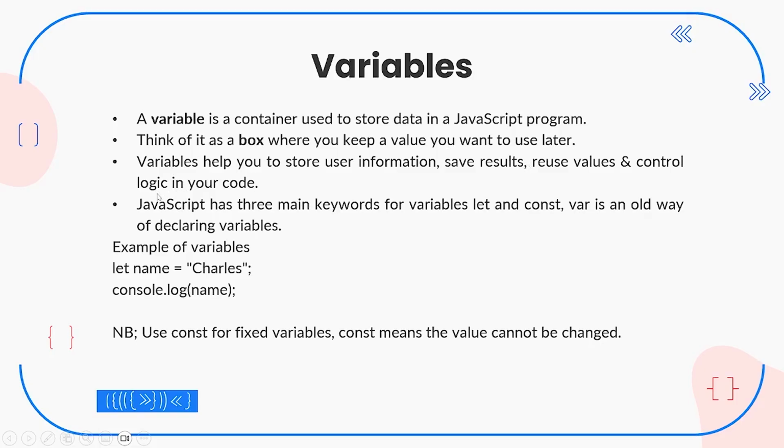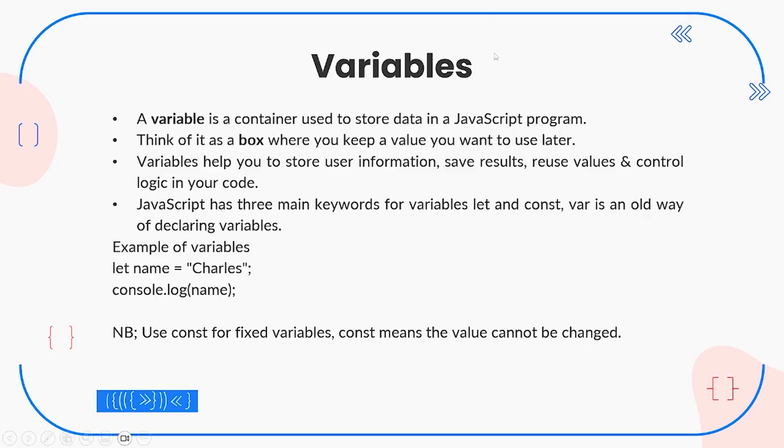Yeah. So JavaScript has three main keywords for variables. If you want to define a variable, unlike PHP where you have to start with a dollar sign, with JavaScript there are main keywords that you are supposed to use. You can use the let, you can use the const. Basically, var is an old way of declaring variables. Nowadays, we don't really use var like that. So the most common keywords used in JavaScript are either let or const.